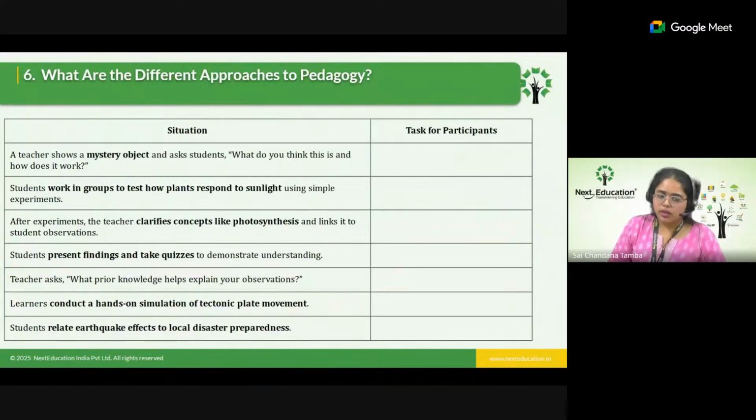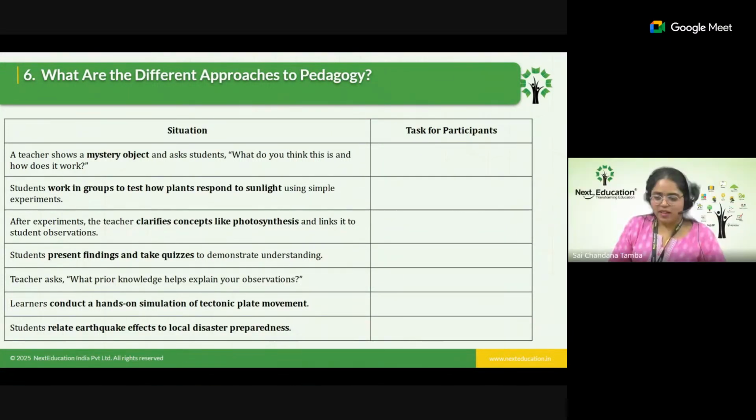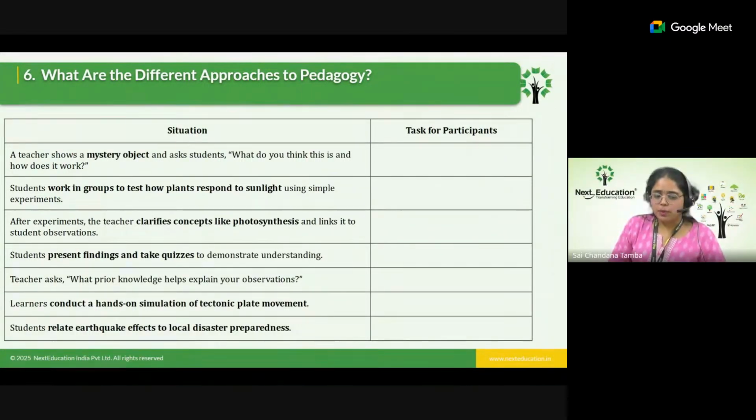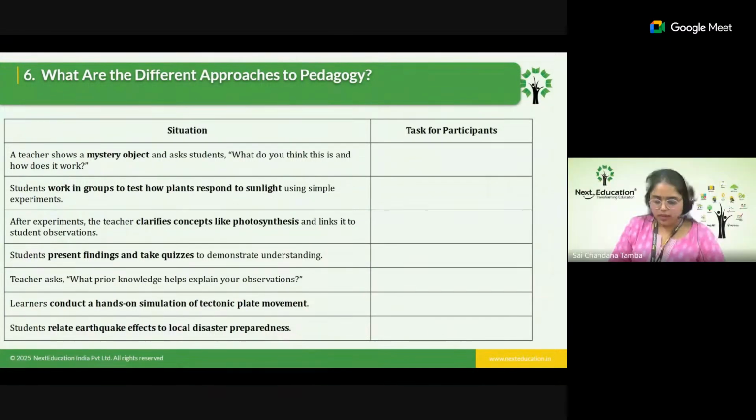Now, students work in groups to test how plants respond to sunlight using simple experiments. Explore. Correct. Thank you for the response. Moving forward, after experiments, the teacher clarifies concepts like photosynthesis and links it to the student's observation. Explain. Yes, correct.